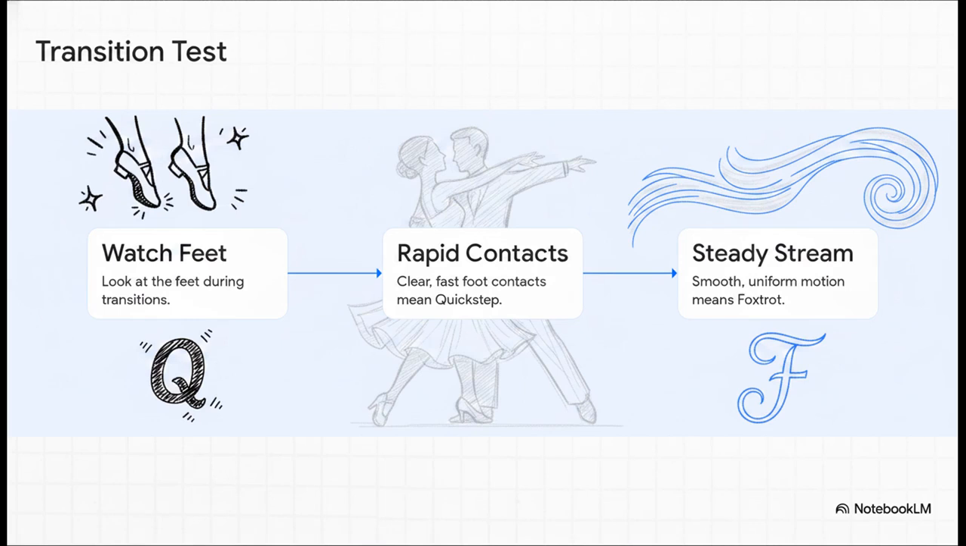I'm going to let you in on a very simple, highly actionable secret. I call this the transition test. If you are ever in doubt, just look down at the dancer's feet during their transitions between figures. If you see transitions happening in rapid succession with clear, fast foot contacts tapping the floor, boom, you are watching a Quickstep. But if the transitions are smooth, uniform, and the motion reads like a steady, continuous stream of water, you're absolutely watching a foxtrot.